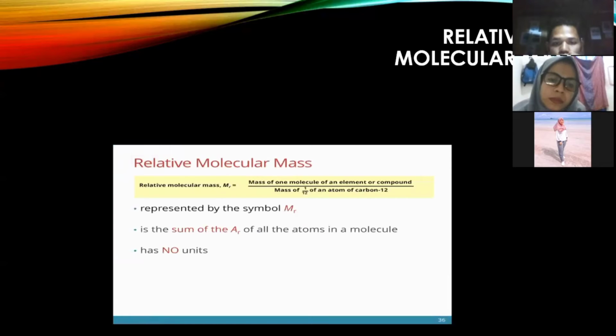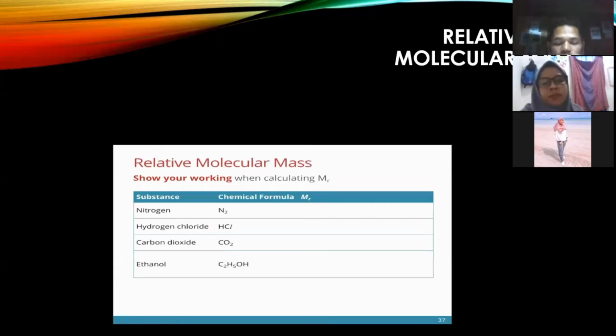The relative molecular mass has the symbol Mr, while the relative atomic mass has the symbol Ar. The relative molecular mass is taken by adding up all the Ar of the atoms in the molecule, and it doesn't have a unit. Let's take a look at some examples.